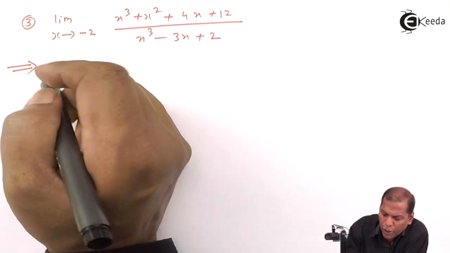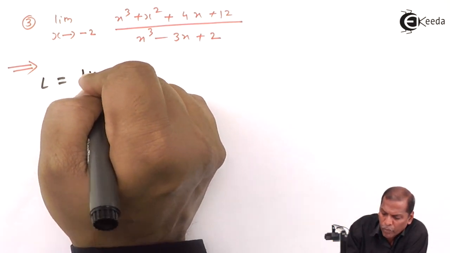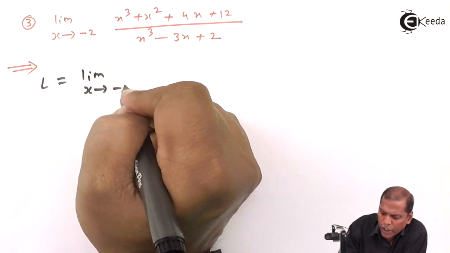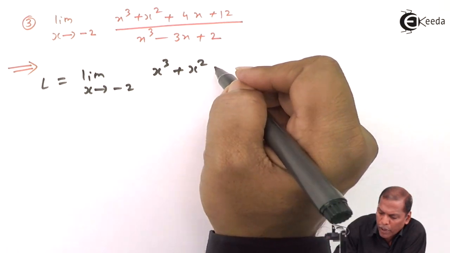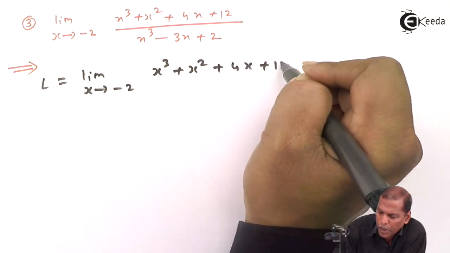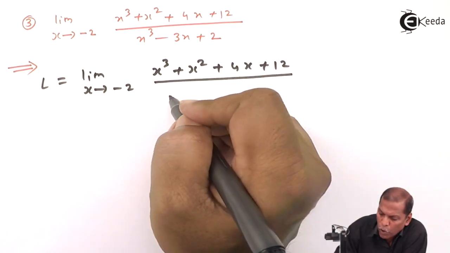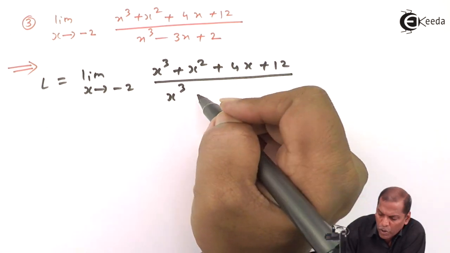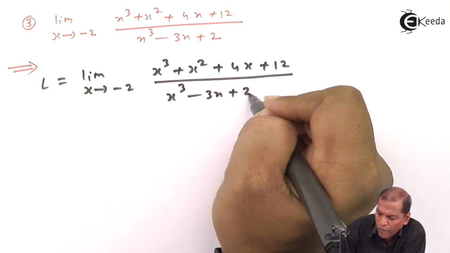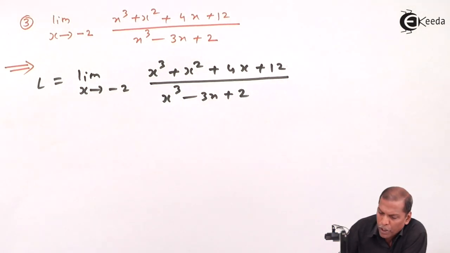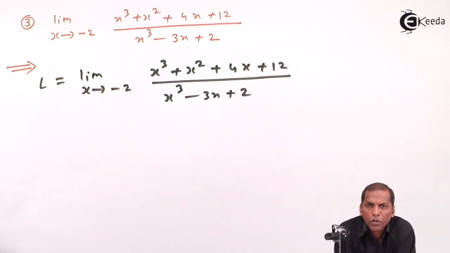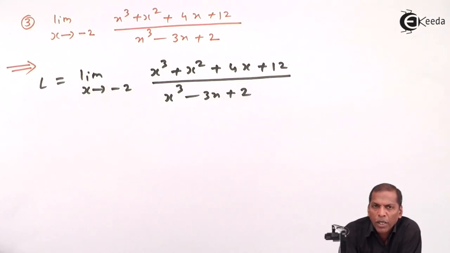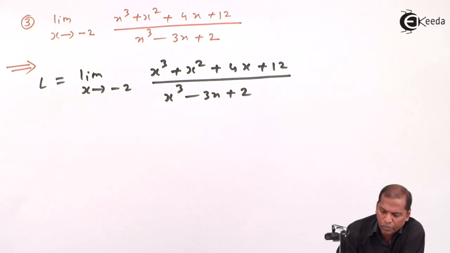First of all, we denote L for limit, that equals limit x tends to minus 2 of x cube plus x square plus 4x plus 12, whole thing divided by x cube minus 3x plus 2. Now here numerator and denominator both contain cubic expressions, and that we can easily factorize by using synthetic division method.